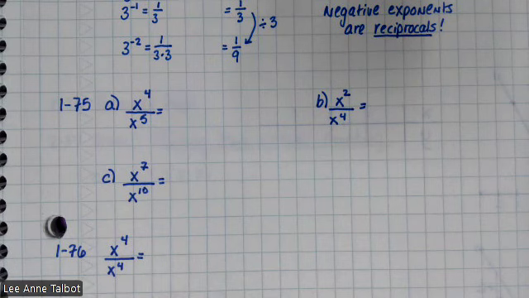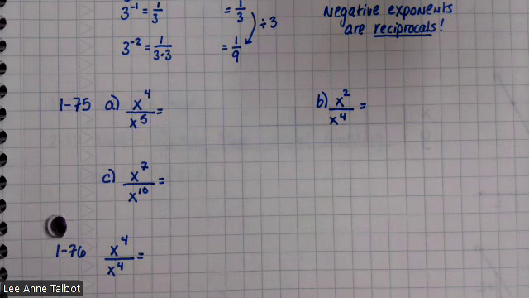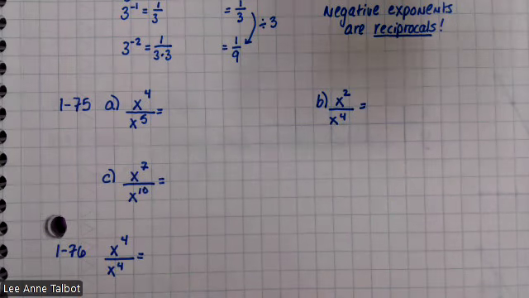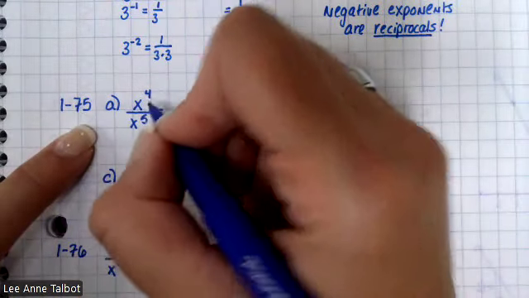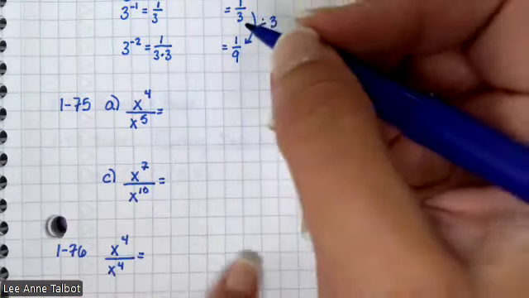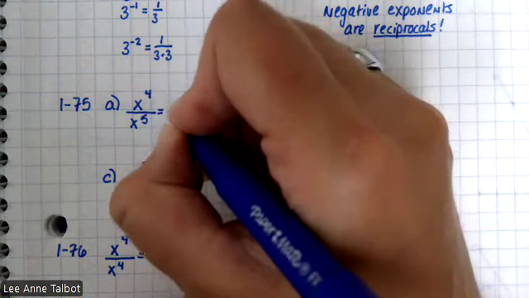Okay, so now we're going to play with some negative exponents. And then we're going to work on the pink page. Okay, 75a. Subtract the exponents. What is 4 minus 5? Yep, x to the negative 1.